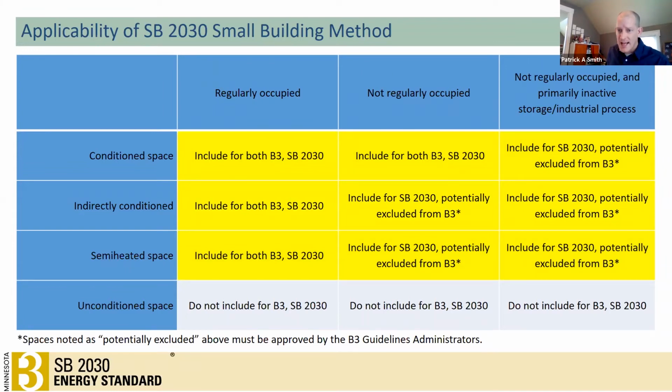So these are the categories that would contribute to SB 2030. Whereas note that there are several within here that are potentially excluded from consideration for the B3 program. Our intent was for semi-heated storage and other non-occupied space to not count towards B3 guidelines, but that would go towards SB 2030.